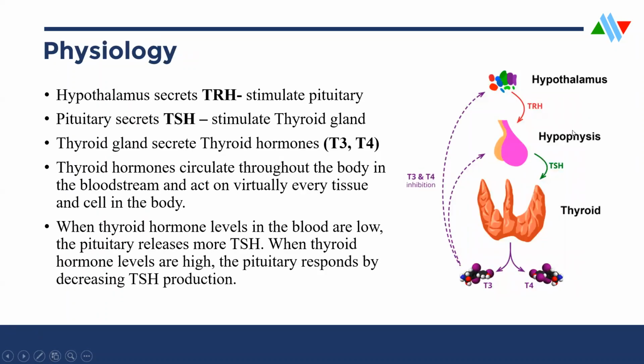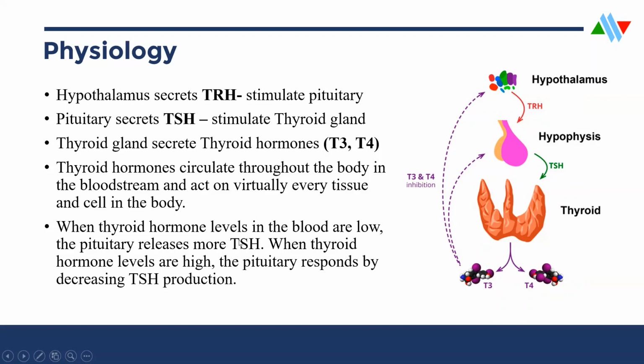So we know from the normal physiology that the hypothalamus secretes thyroid releasing hormone, which in turn goes and stimulates the pituitary gland to produce the thyroid stimulating hormone, TSH, which again in turn goes to the thyroid gland to stimulate it to produce the thyroid hormones, specifically T3, T4. Then these hormones go into blood, and then they will go to the target cells.